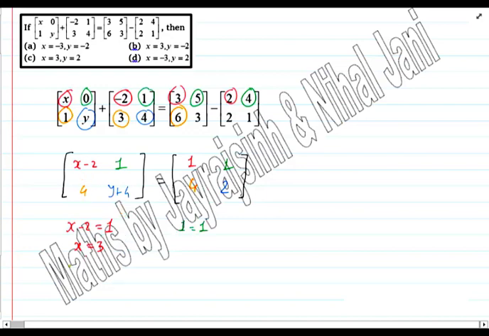The next term is 4. So 4 is equal to 4. So yes, it is also true. Now the last term is y plus 4 should be equal to 2. That means our y must be minus 2. So yes, all the conditions are satisfied. Then we will get x is equal to 3 and y is equal to minus 2. Tada! Option B is your final answer.